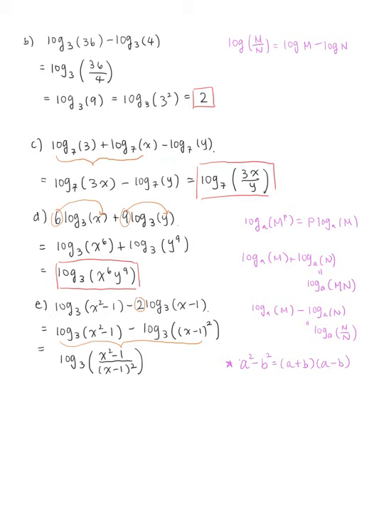So I'm going to factor the numerator by using the difference of two squares. So here you're going to get log base 3 of x plus 1 and then x minus 1 all over. Now x minus 1 whole quantity squared is x minus 1 times the x minus 1.